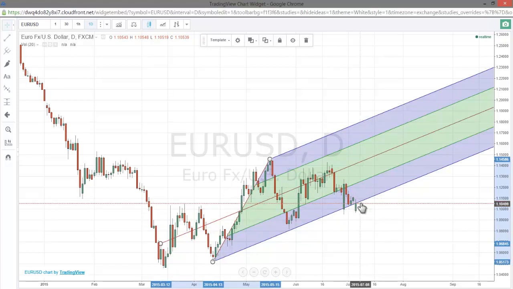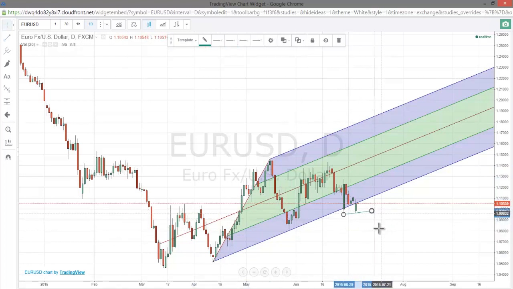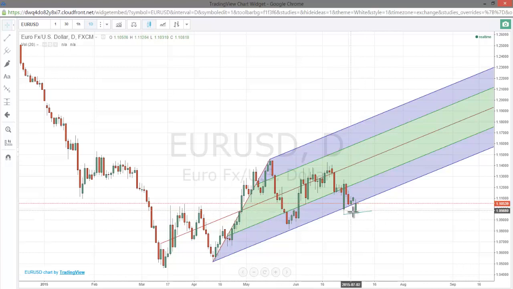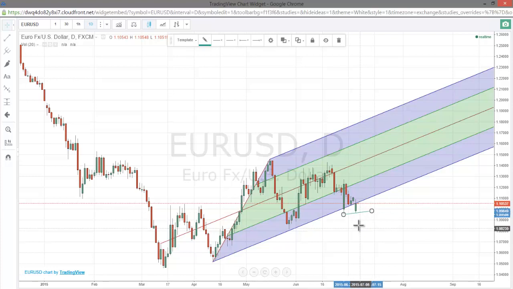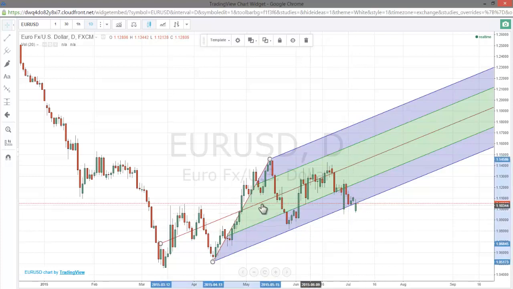If it does that, the first level to look at on this occasion would be that level there, which is the more recent 2 lows. And if you break that down, then hello, we're coming back down again, so we will think about selling. That's how you use gaps for trends.